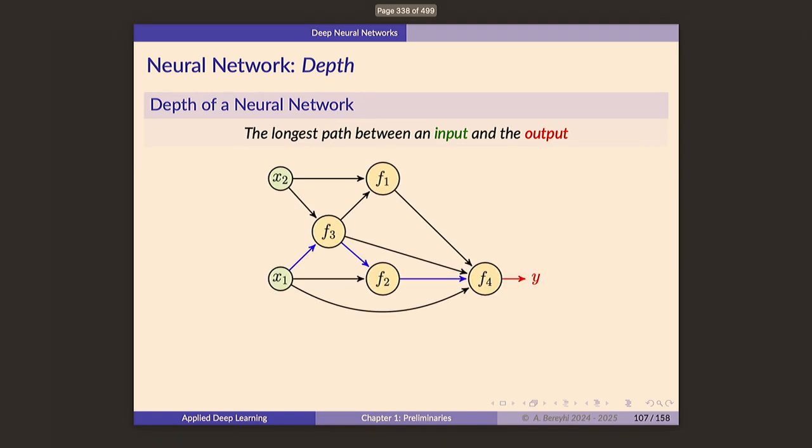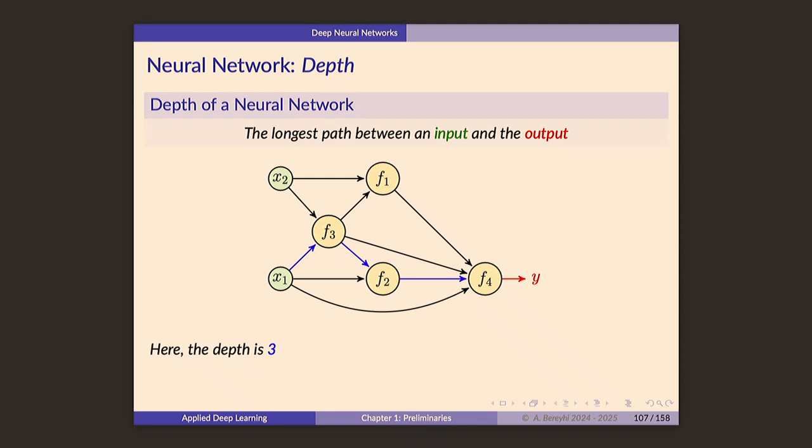So, for instance, here, what is the longest path? If I want to get, for instance, from x1 to y, that one is the shortest path, actually, and this is a longest path. It's 3, exactly. So the blue one. I need to get from x1 to f3, from f3 to f2, and then from f2 to f4, and then I have my output, right? So this is the longest path of your neural network. So the depth here is 3.